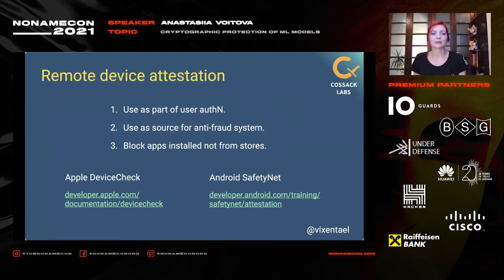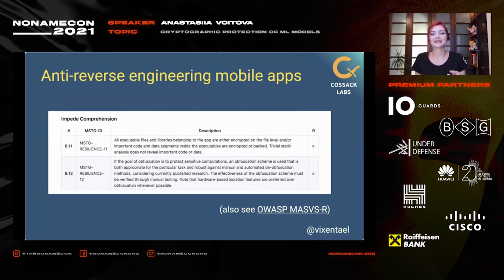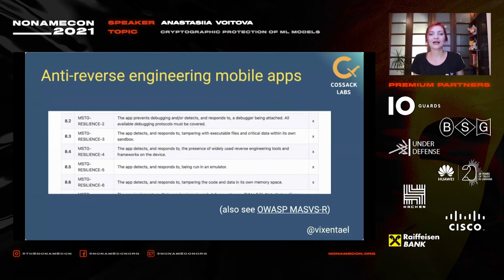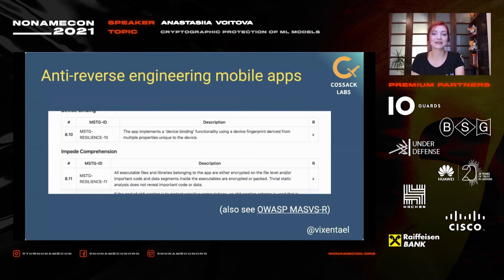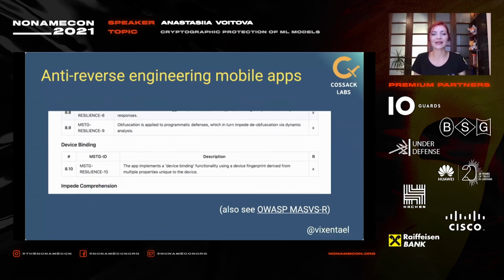Let's mention really quick remote device attestation. Both iOS and Android provide API to do remote device attestation, which means to make sure that application was installed in legitimate way from the App Store or Play Market, right? Check these APIs, Apple Device Check or Android Safety Net. And of course, let's not dive into anti-reverse engineering of mobile application. Just open OWASP MSTG reverse engineering docs and follow all these nice things.